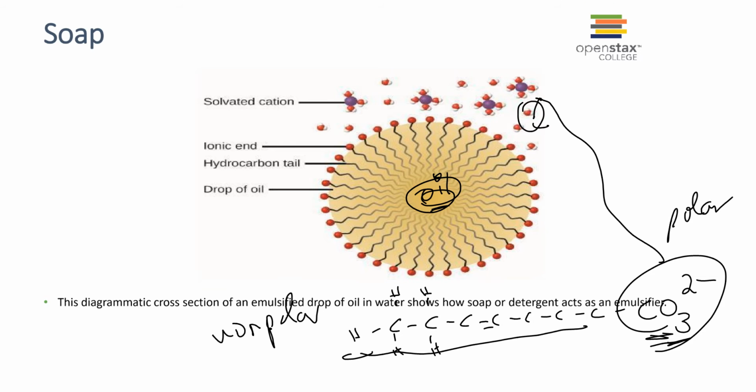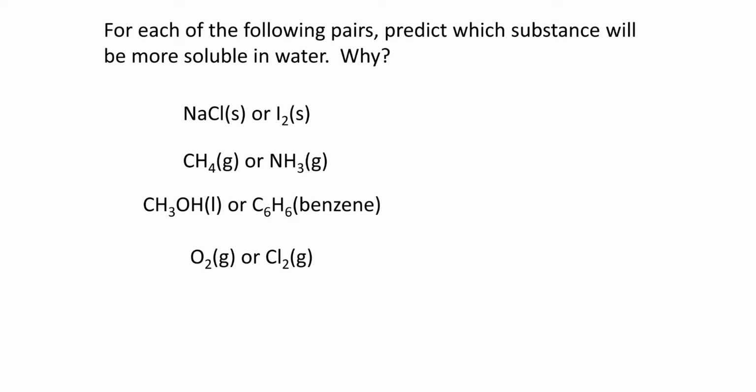In order for this to work, it's got to have the right end on it in terms of the carboxylate, or a sulfate if we had detergent instead, and the other end has to be the right length of carbons so that it can dissolve in the oil and still allow the polar end with the carboxylate to work with the water. So let's take a quick look at these and decide which is going to be more soluble in water. We know that our policy is like dissolves like.